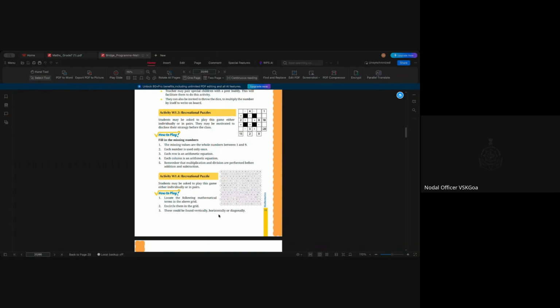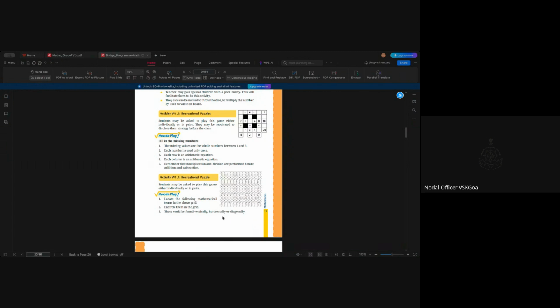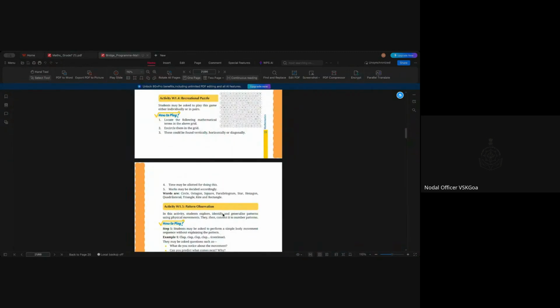Okay. So now let us go ahead here. Now let us see what else is being told to us. Now time may be allotted to do this game. So whoever is giving answers very quickly will score the marks. Marks may be decided accordingly. Okay. Now, which shapes you have to observe over here? Circle, square, octagon, parallelogram, star, hexagon, quadrilateral, triangle, kite, then over here see rectangle.